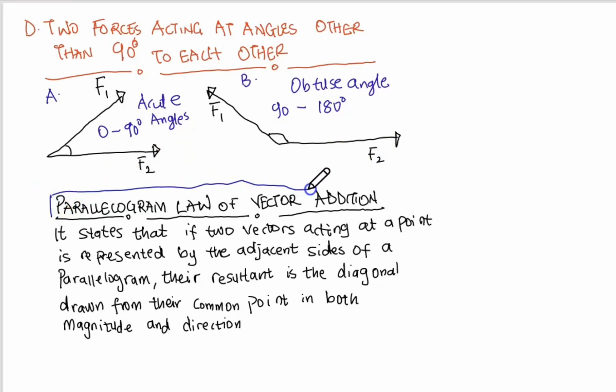Now, this is a very essential law every physics student should know. What does this law state? It states that if we have two vectors, let's say F1 and F2, acting at a point, so this is the point they are acting on, and they are represented by the adjacent sides of a parallelogram. Adjacent just means the close sides. If we close this up to form a shape, we have a parallelogram. Same for this one.